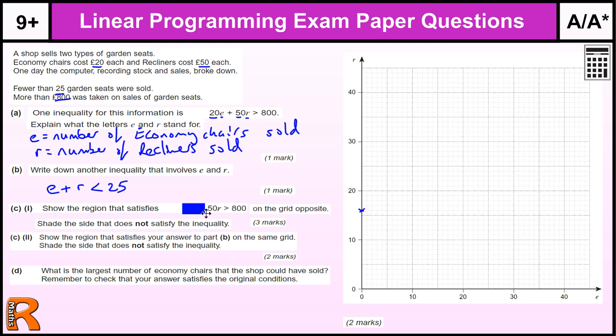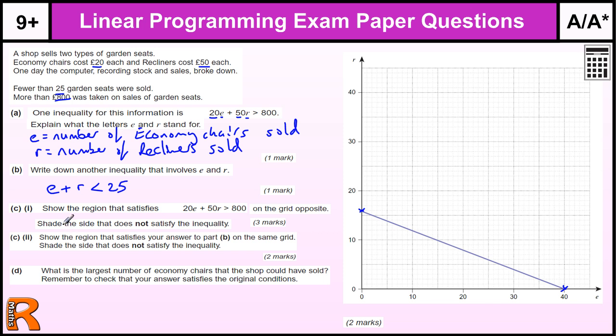Now the idea is that we're trying to plot the actual line 20E + 50R = 800, and then we'll work out which side we need to shade. 20E is 800 if it's equal to 800, so E would be 800 divided by 20, knock off a 0, halve it, it's 40. So the other intercept of the axis is going to be at 40. And we're going to draw a line between them. Luckily I've drawn the line already. I'm just going to fit it on there, hopefully in the right place. And that's the line 20E + 50R = 800.